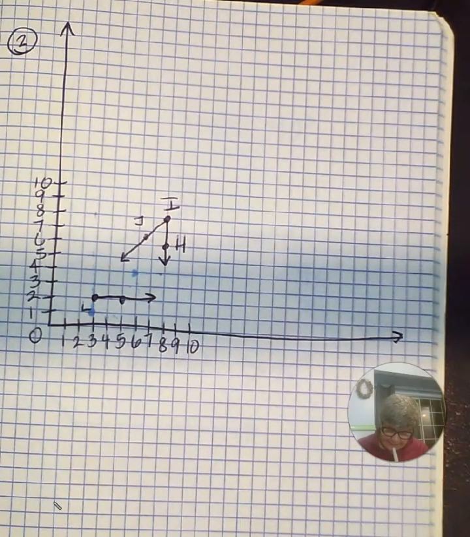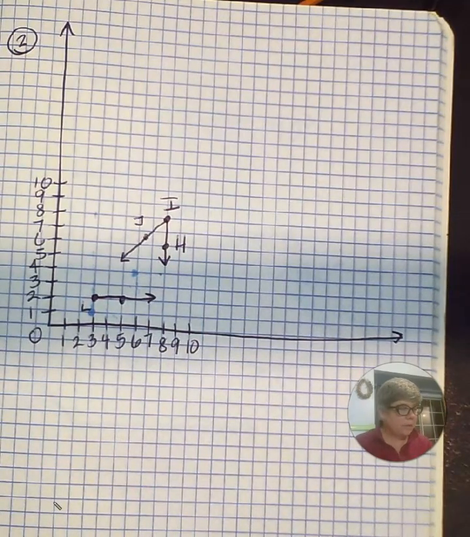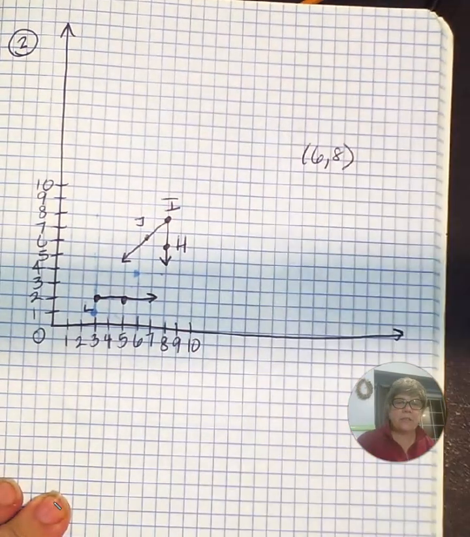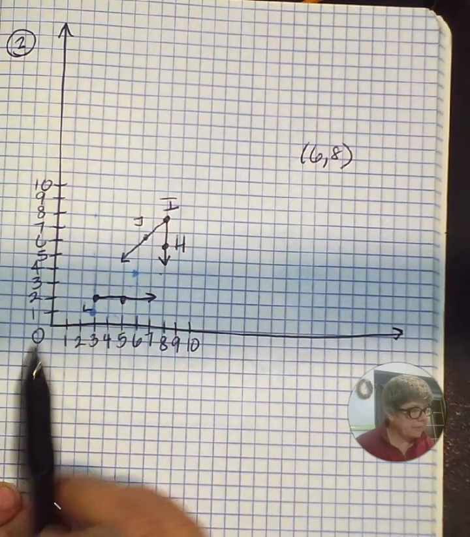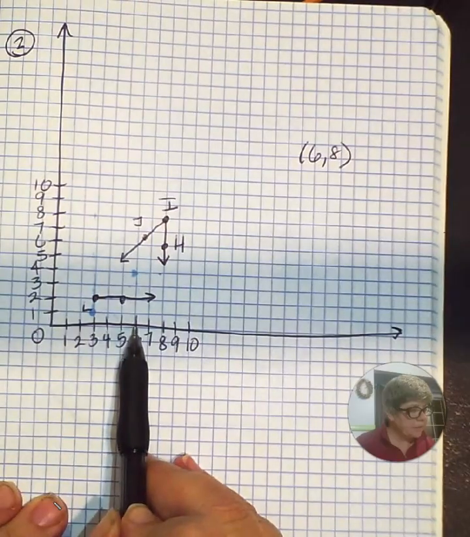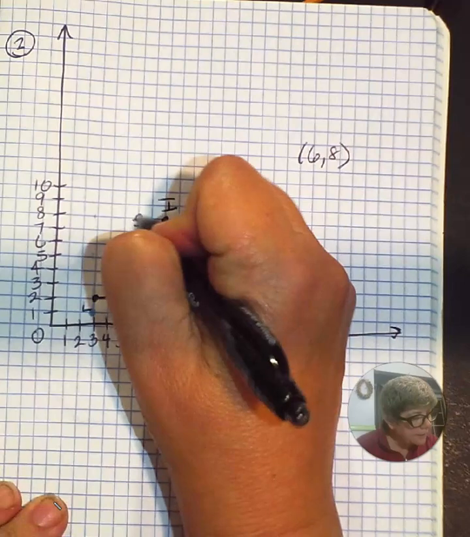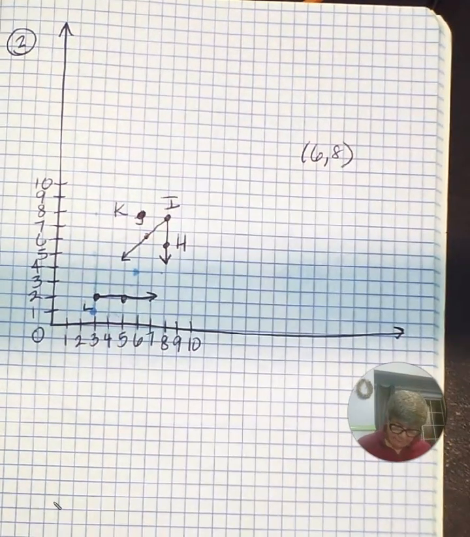Let's plot point K at 6, 8. So if our ordered pair is 6, 8, the first one is the X, so across 6. The second one is the Y, so up 8. So right here on the top of my J, unfortunately, is point K. All right?